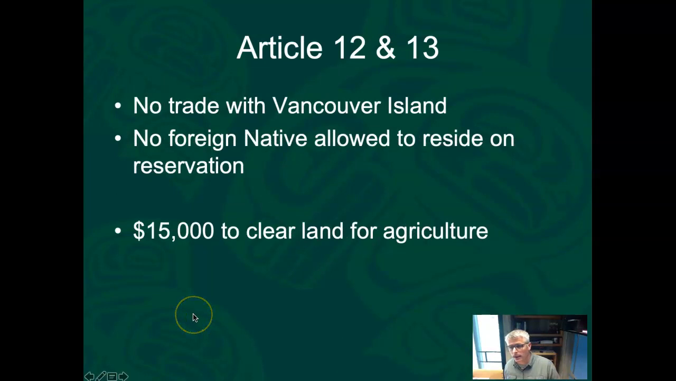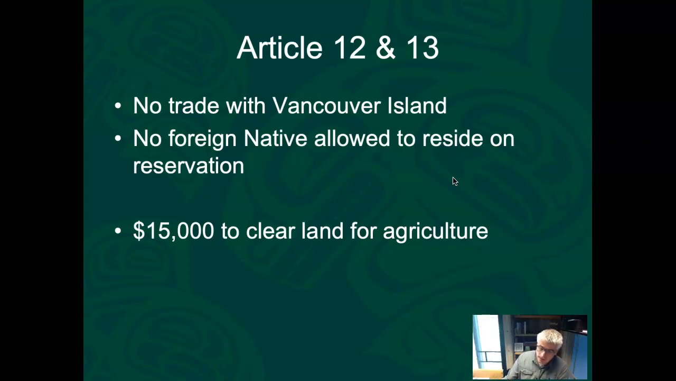Articles 12 and 13, I thought this was pretty interesting. No trade with, they call it Vancouver's Island, and no foreign native allowed to reside on the reservation. So that's really interesting to think about, that line between the U.S. and Canada being put up, and they're saying no First Nations can reside on the reservation, when this could be quite literally your brother, sister, mother, father, or child being a member of that First Nation on the Canadian side.